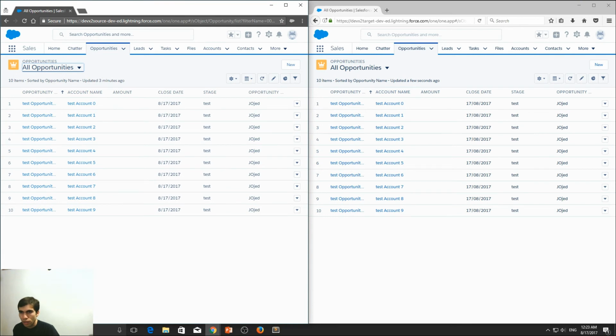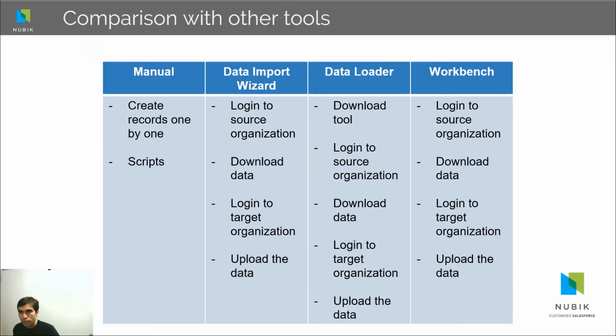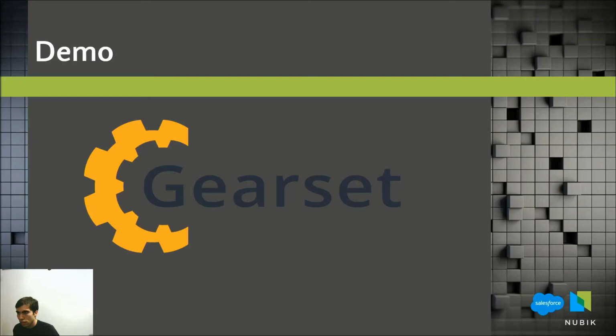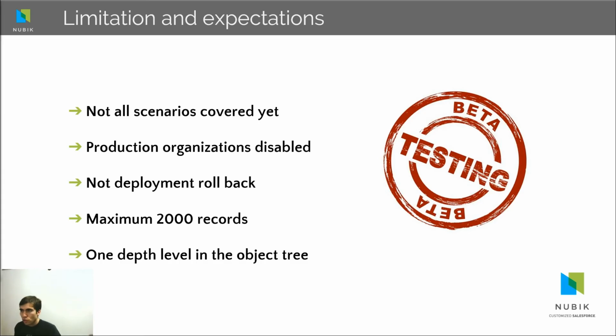Now we just deployed our data from our source organization to our target organization. So let's go back to our presentation. As you could see, this feature is still in development. You can see this is beta. So talking about limitations is a little bit unfair in the sense that they are not actual limitations, they are just working on them. But anyway, we can talk about these expectations.